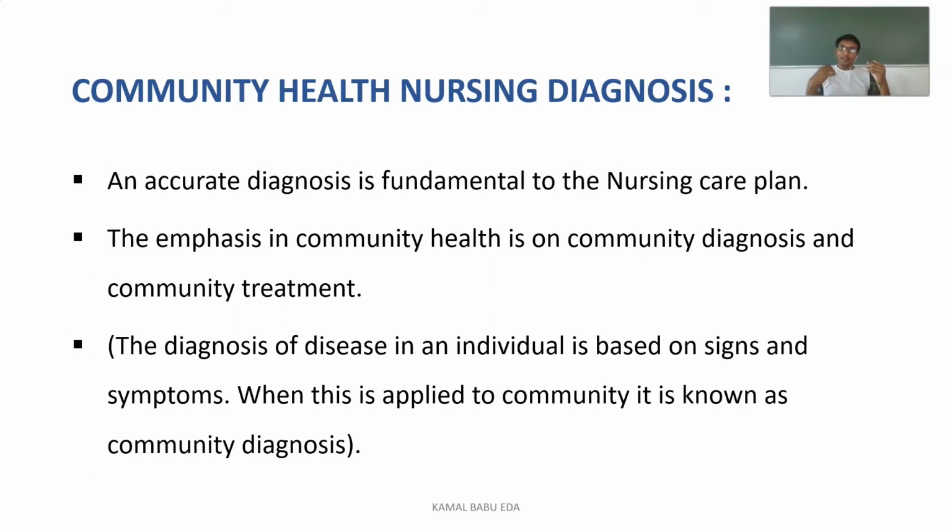When it is applied on the individual, it is called diagnosis. When it is applied to the community, it is called community diagnosis. Mainly based on the signs and symptoms, we are diagnosing a person. In the same way, based on the problems and the requirements, we are diagnosing the community. An accurate diagnosis is the fundamental basis of the nursing care plan. Based on the diagnosis you made, we give the treatment to the community. We are mainly bringing the community out of the problem.